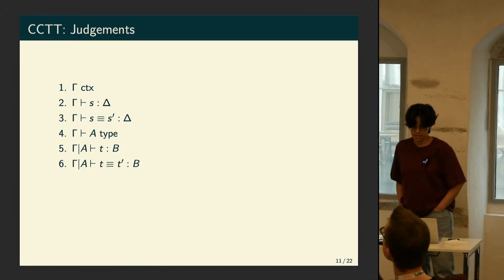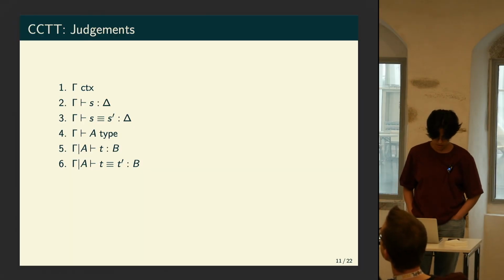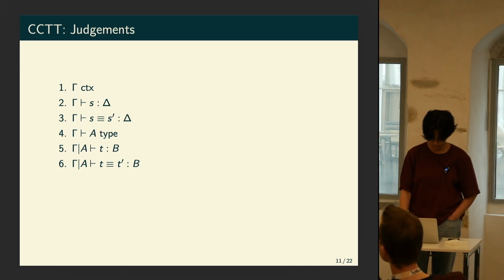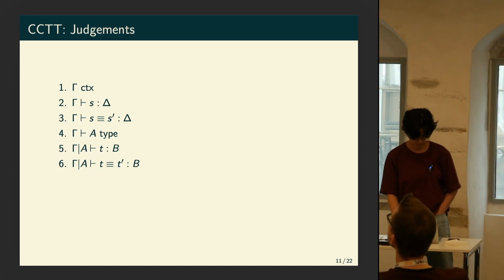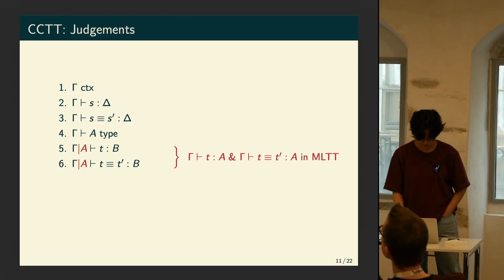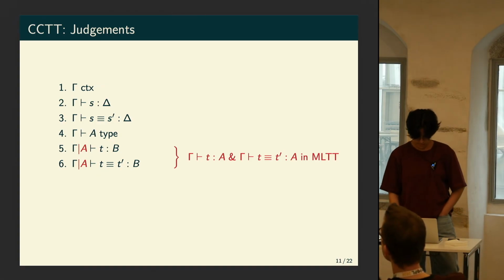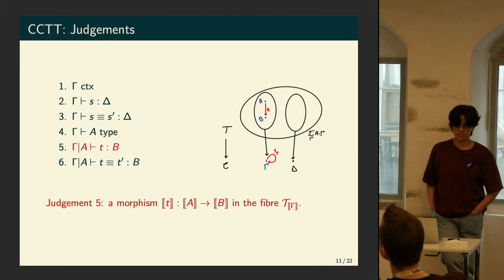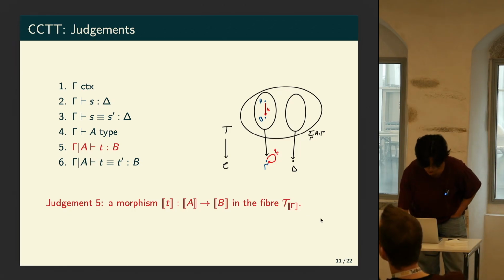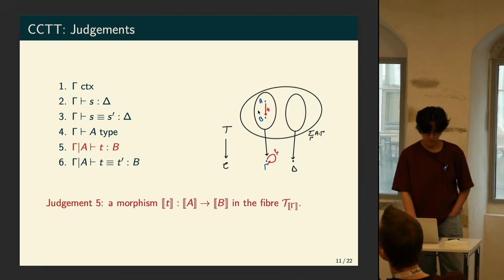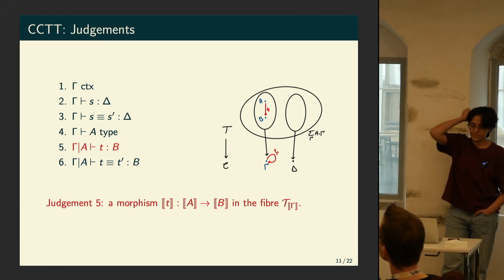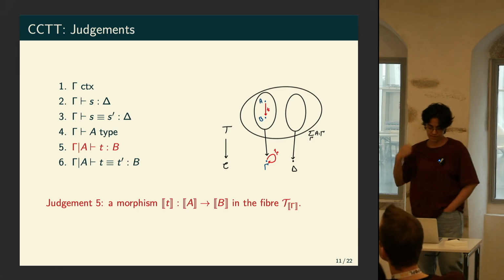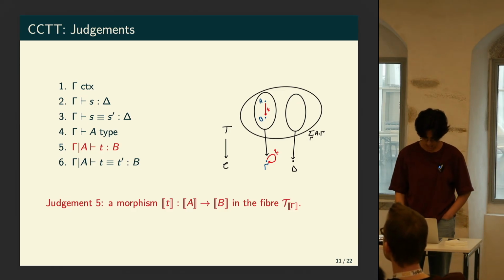What does CCTT look like? These are our judgments. The first four should be familiar. You have seen them; they are also there in Martin-Löf type theory. These two are not familiar. And this fifth judgment actually corresponds to these vertical morphisms I was showing you before. So such a judgment like this is interpreted as this morphism T up here from A to B in a fiber over gamma. So we get a judgment for these vertical morphisms.